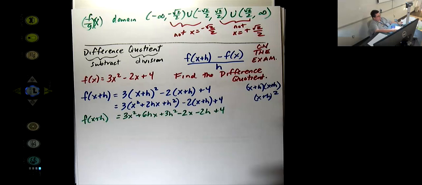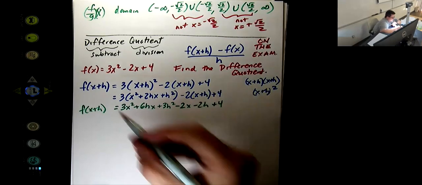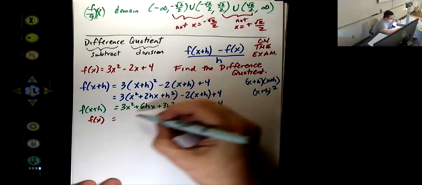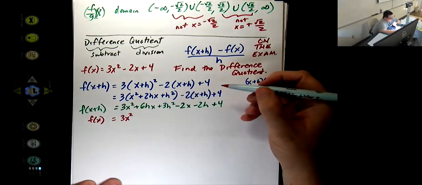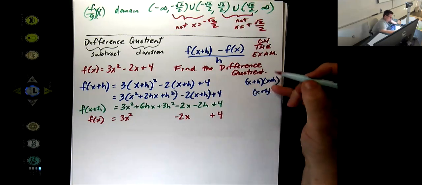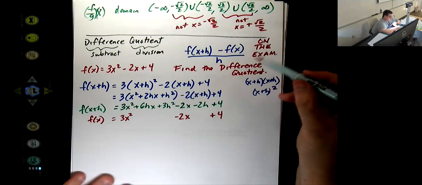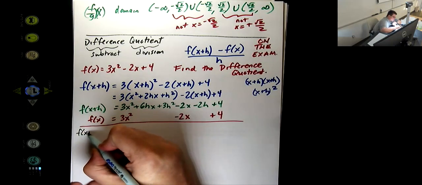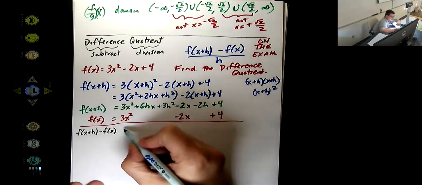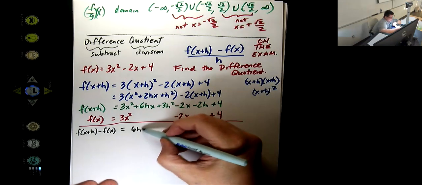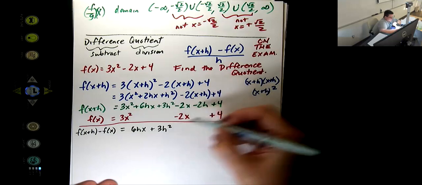I'm gonna rewrite f of x below it. And I'm gonna line up the stuff that we have. I have a 3x squared, it goes underneath that 3x squared. Negative 2x is right there. And the plus 4 is right there. So that when I subtract, those go away. What I have left is 6hx plus 3h squared minus 2h.